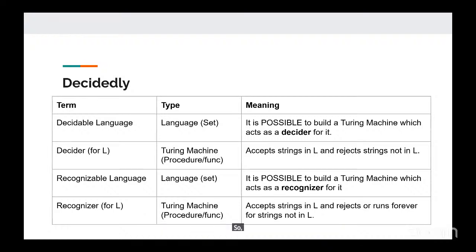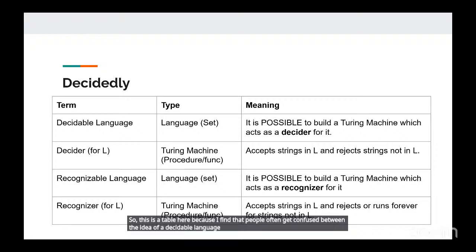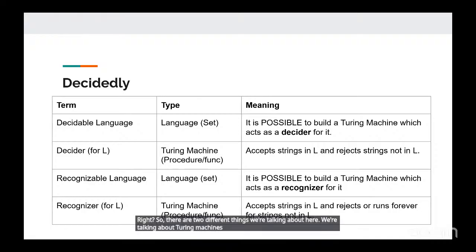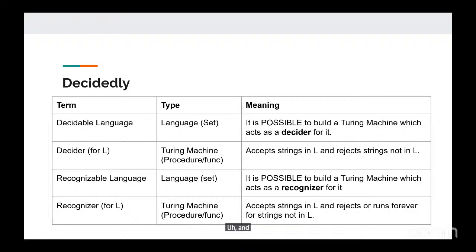So this is a table here because I find that people often get confused between the idea of a decidable language and a decider. So there are two different things we're talking about here. We're talking about Turing machines and we're talking about languages still. We've been talking about languages for the past 6 weeks and they're just sets of strings, right?